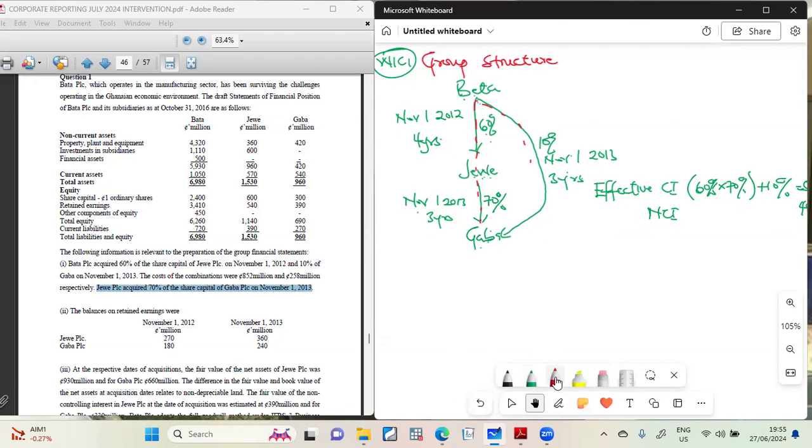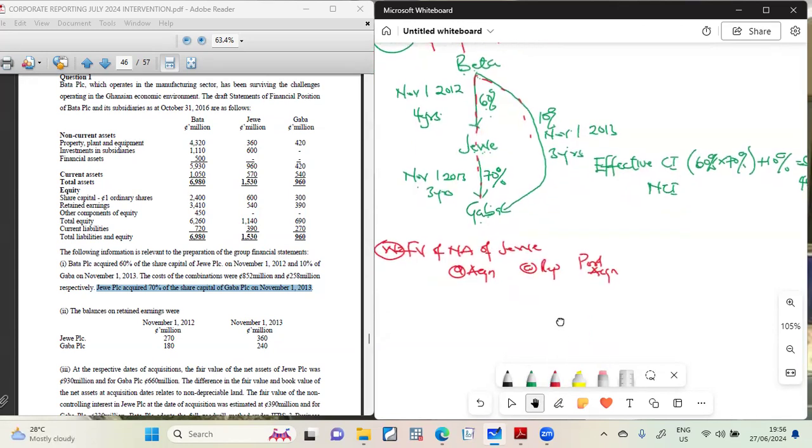Then you are going to do your workings 2, which is the net assets. So you do fair value of net assets of Jewe at acquisition, at reporting, and post acquisition. This is where, please, let's talk about the dates of acquisition, the effective date of acquisition. The date they had the control is November 1, 2013. That is where control over these ones happened.